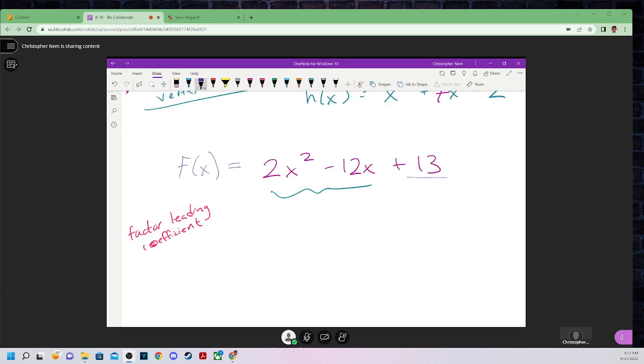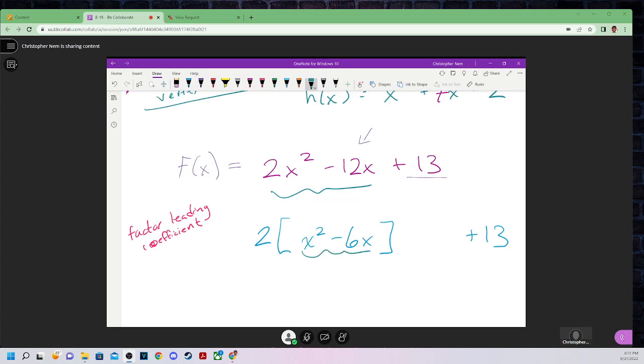Same with completing the square. With completing the square, I don't even touch that last constant. I only care about working with this part of my function because that's the one I need to turn into a perfect square. So what I'm going to do is factor out the 2, and I'm going to use brackets so we don't get confused: brackets x squared minus 6x, and then plus 13 is all the way at the side. I don't care about that.